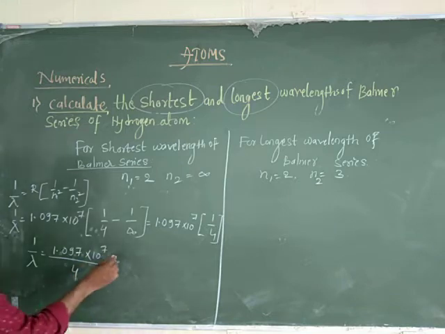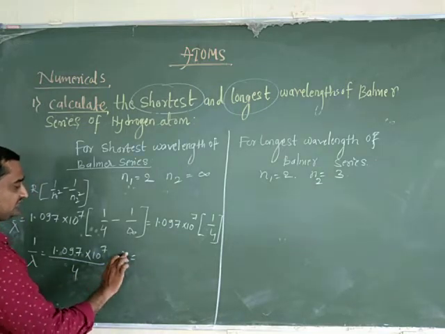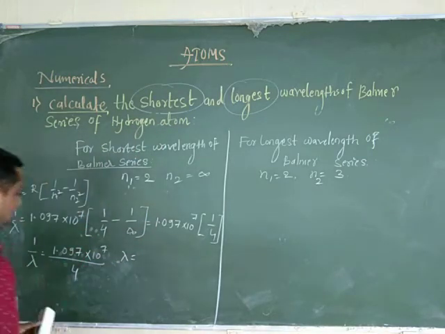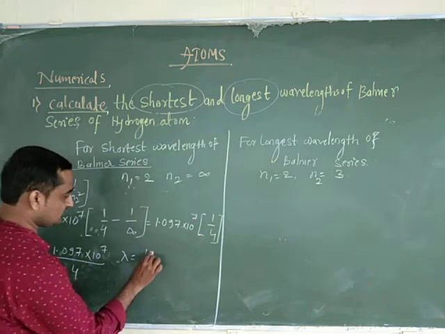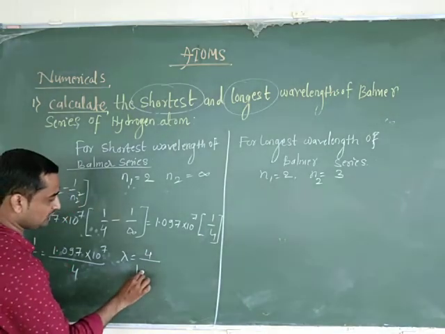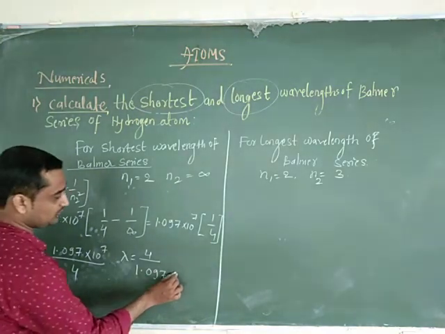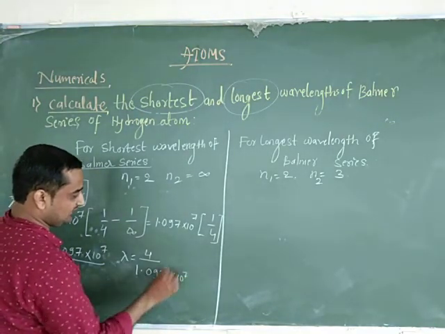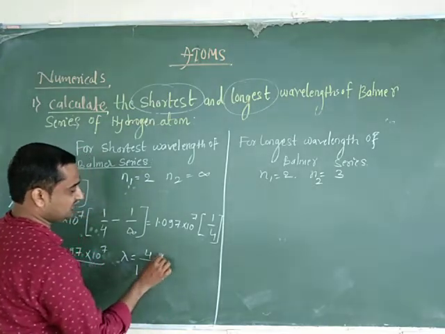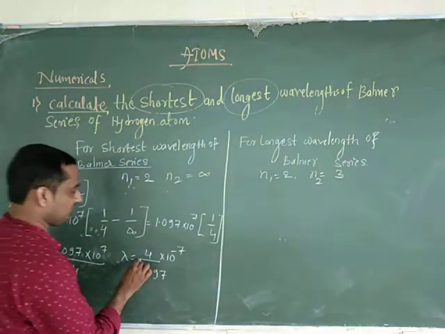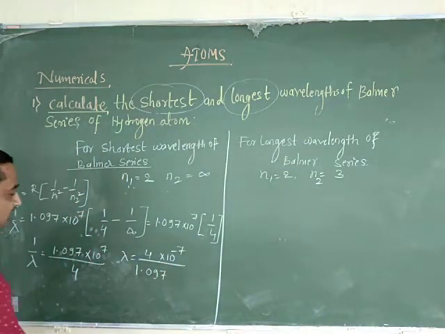Therefore, lambda is equal to what? I want the lambda here, the shortest wavelength, so take the reciprocal of this. That is equal to 4 divided by 1.097 into 10 to the power 7. I write the power in the numerator, so it becomes 10 to the power minus 7. So 4 into 10 to the power minus 7 divided by 1.097.